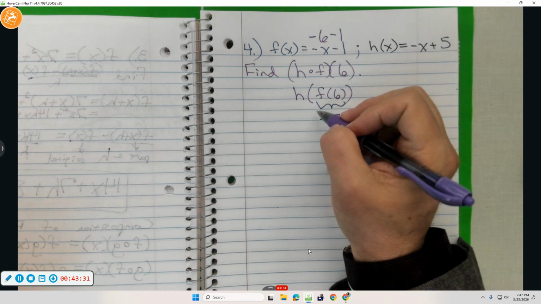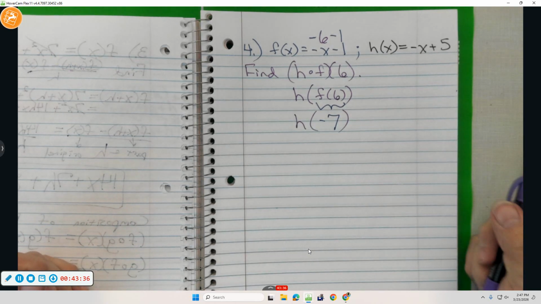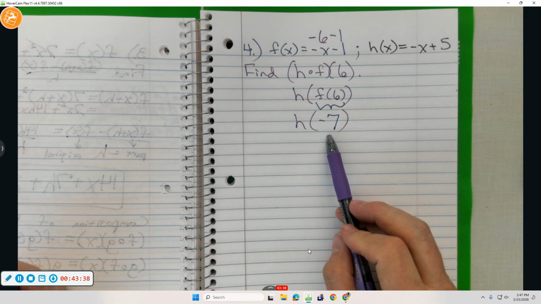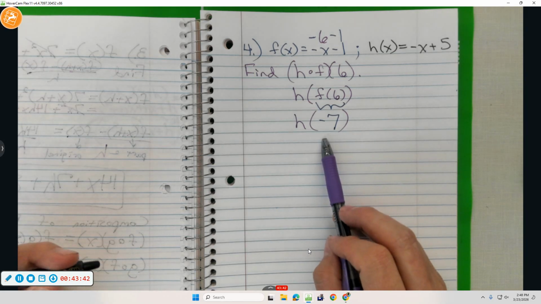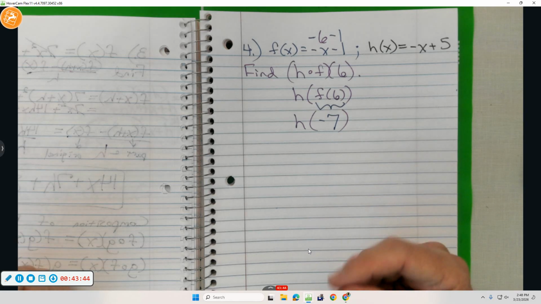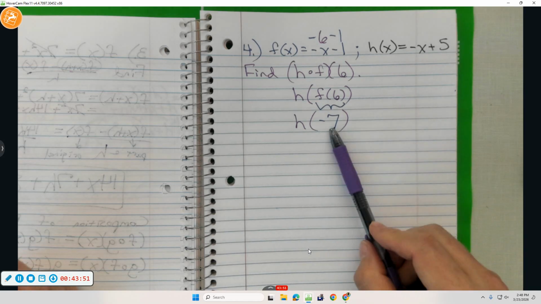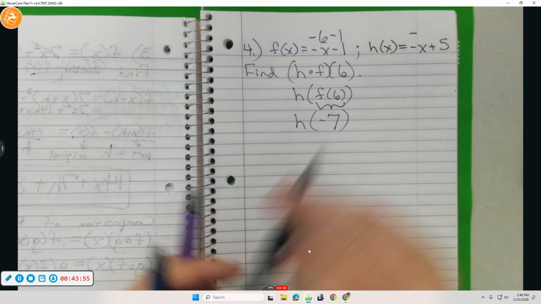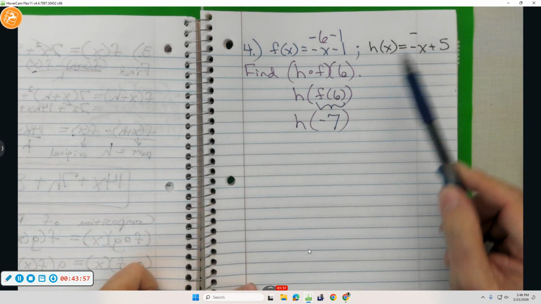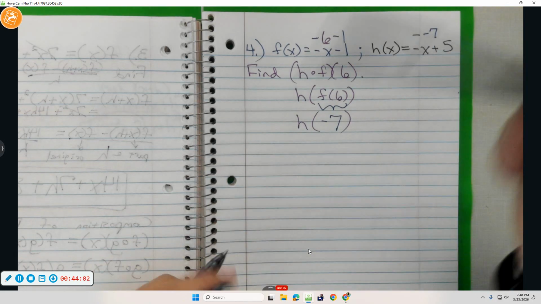You still have that h on the outside. What is this notation saying to do? We're going to go to the function blank, and everywhere you see a variable, plug in blank. We're going to go to the function h, and everywhere you see a variable, you're going to plug in negative 7. So you have that little negative there. Replace the x with negative 7, and you still have that plus 5.